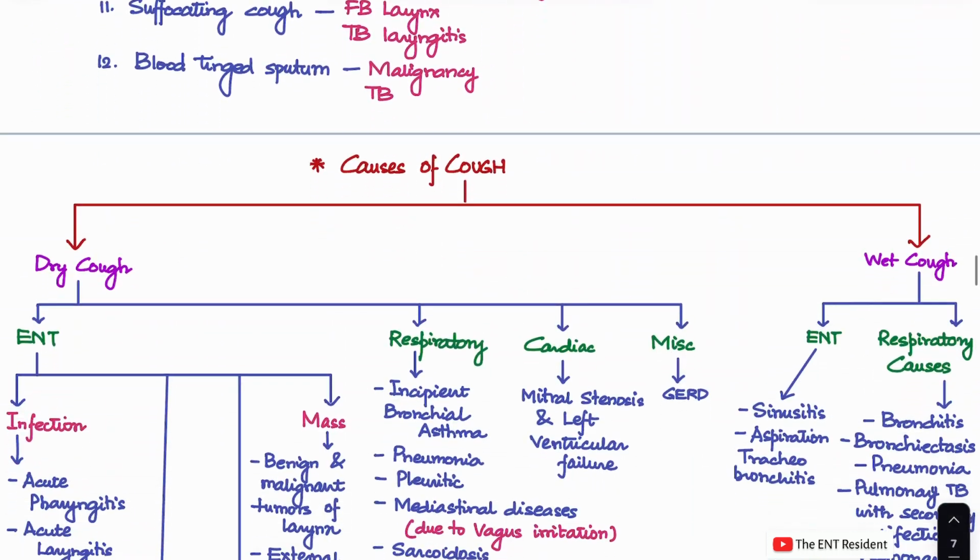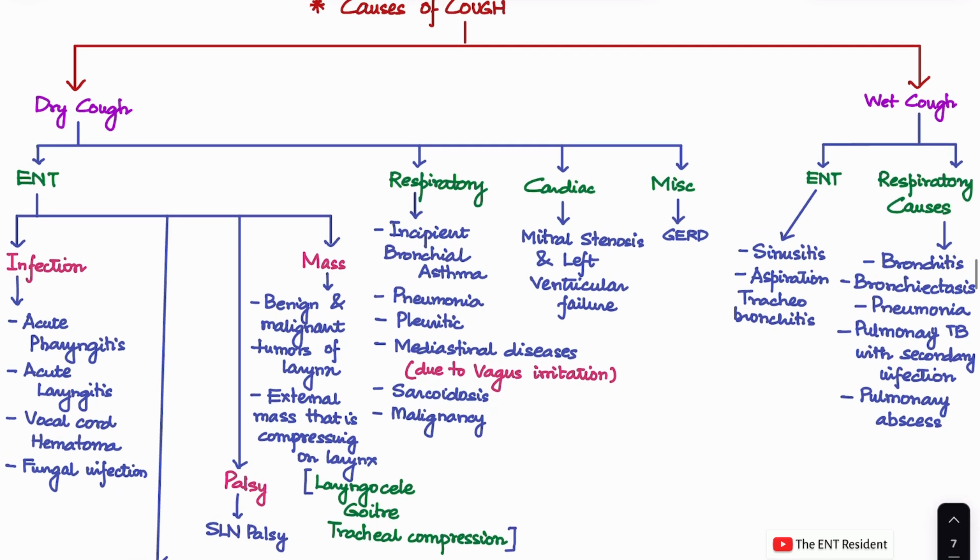Next, we talk a little bit about the causes of cough. Cough can be dry cough or wet cough. If it is a wet cough, it can have ENT causes or respiratory causes. ENT causes would be sinusitis, aspiration, tracheobronchitis, etc. Respiratory causes could point towards lung abscess, bronchitis, bronchiectasis, pulmonary TB, etc.